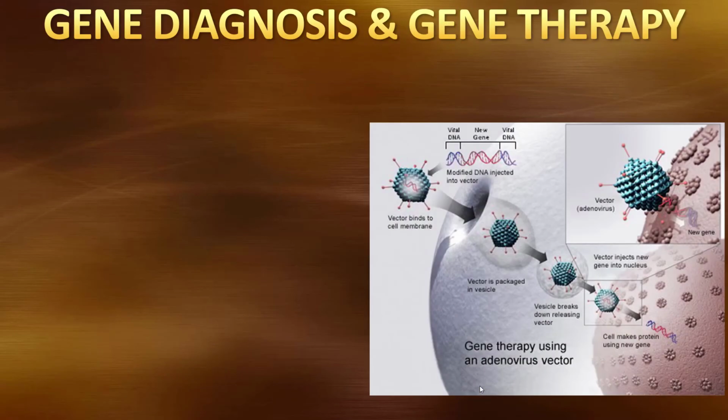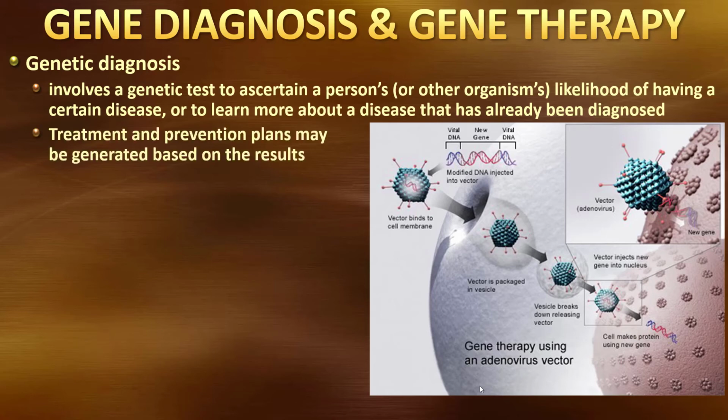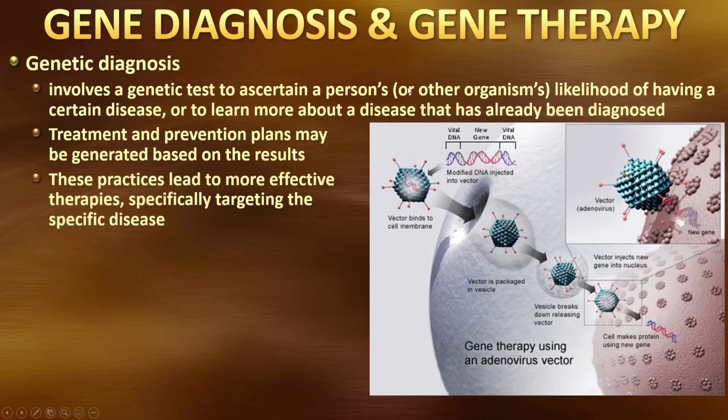We know that we can use genetic engineering both for diagnosis and therapy. Genetic diagnosis involves genetic tests that will determine an individual's likelihood of having a certain disease and allows us to learn a little bit more about that disease, even if it's already been diagnosed. Treatment and prevention plans can be generated based on these results. That then can lead to more effective therapies, in many cases very specific targeted therapies.